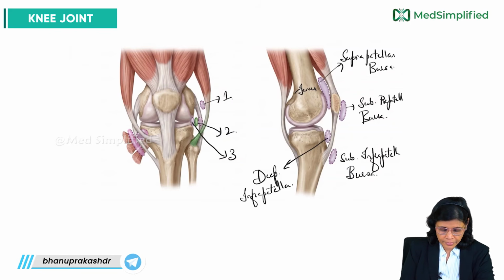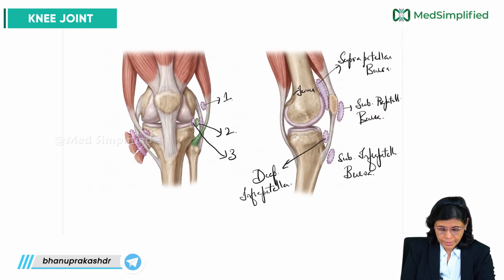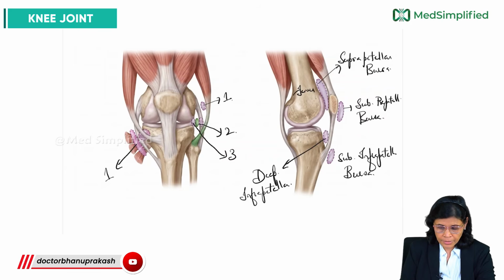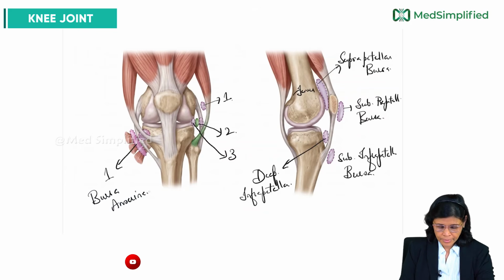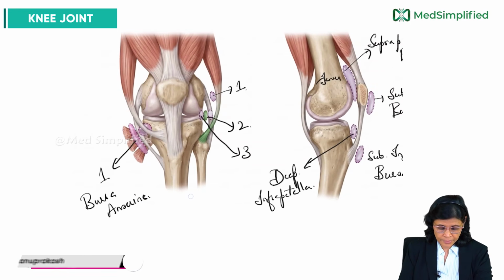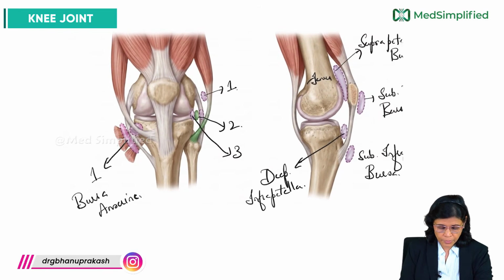Then medially here, on the medial side we see the bursa which separates the tendons of these 3 gyrope muscles. So this is one, the bursa which separates the gyrope from the tibial collateral ligament. This bursa we call the bursa anserina. Okay, so bursa anserina. So this is between the gyrope muscles as well as the tibial collateral ligament.